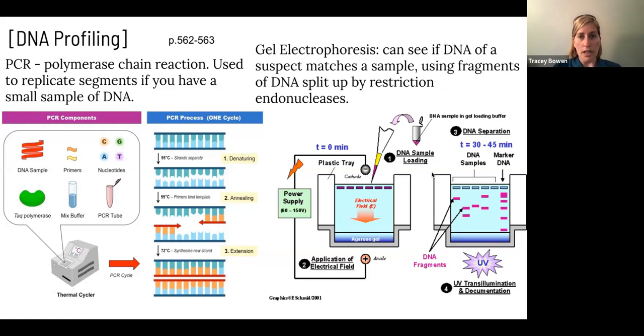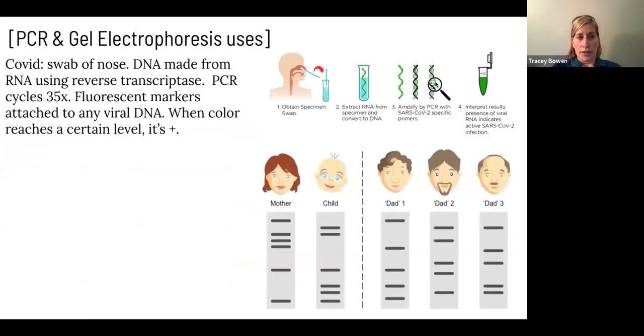And so when we are looking here at a COVID test, they had to jam that swab straight up your nose, and they're going to extract viral DNA from that. Then using something called reverse transcriptase, they're going to make DNA from that, and they're going to run the PCR cycler 35 times. So there's sufficient DNA to test, and they're going to fluorescently tag any viral DNA that's present. And if the computer detects that a certain color is reached, then you have a positive COVID test.